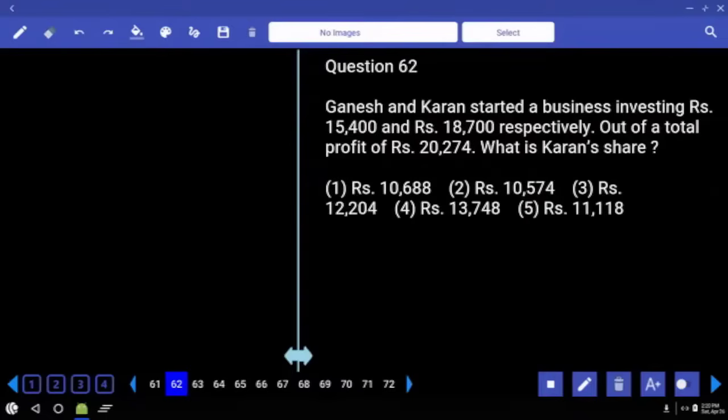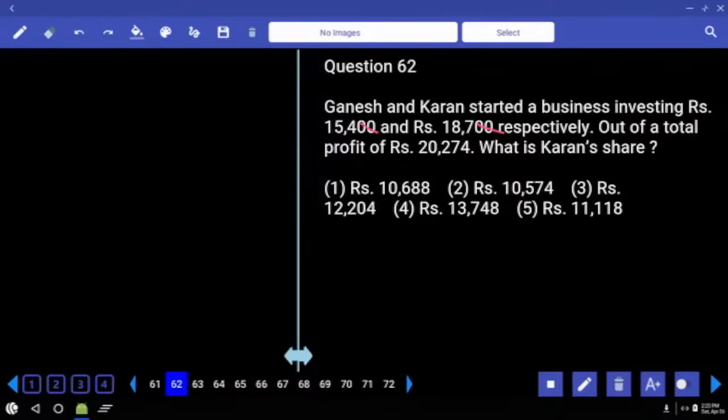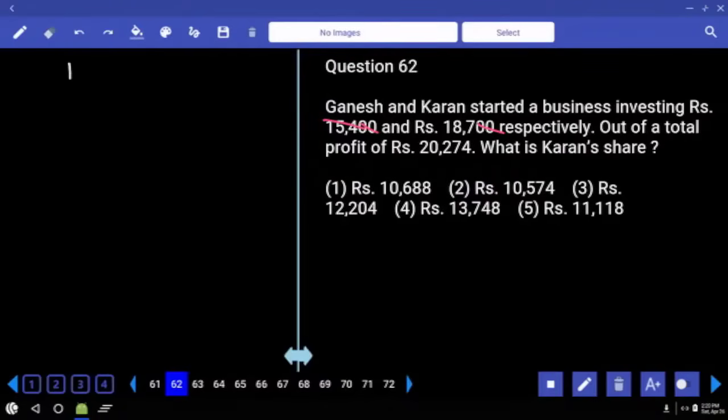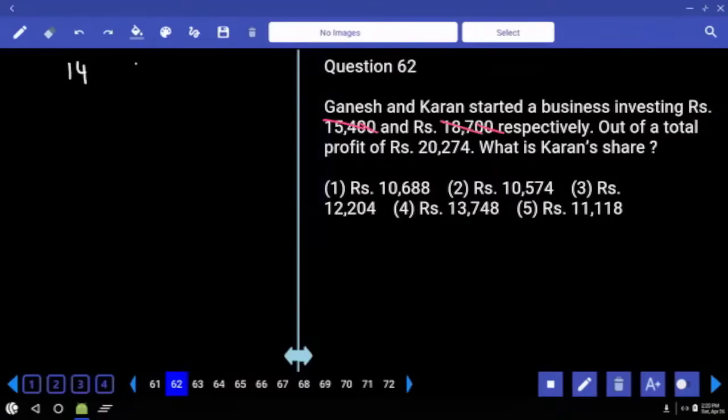Ganesh and Karan started a business by investing 15,400 and 18,700 respectively. Out of total annual profit 20,274, what is Karan's share? First of all, when you look at the investments, two zeros are common, correct? Now the leftover numbers are 154, 187. Observe carefully, both are multiples of 11. 11 14 times, 11 17 times. So their investments are in the ratio 14:17. Because there is no information about time period, the investment ratio will be equal to the profit sharing ratio.